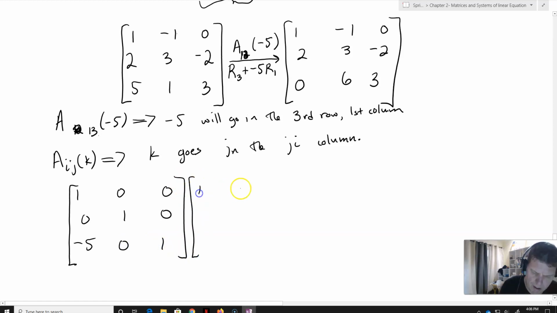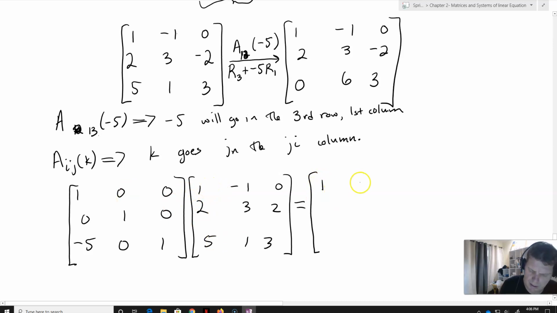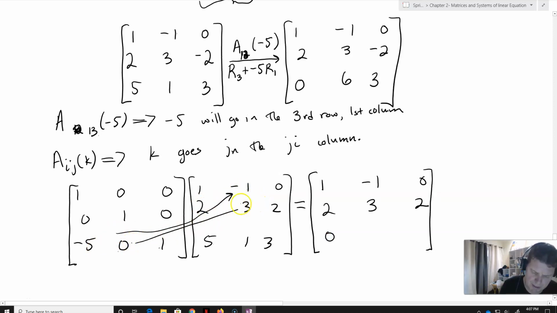Multiply that now by 1, -1, 0, 2, 3, -2, 5, 1, 3. And what we get is 1, -1, 0, so those aren't going to change. The second row is also not going to change: 2, 3, -2. And then in the third row we get -5 plus 0 plus 5, that's 0. Then -5 times -1 is 5, plus 0 times 3 is 0, plus 1 is 6. And then -5 times 0 is 0, 0 times -2 is 0, and 1 times 3 is 3, and there's our 3.